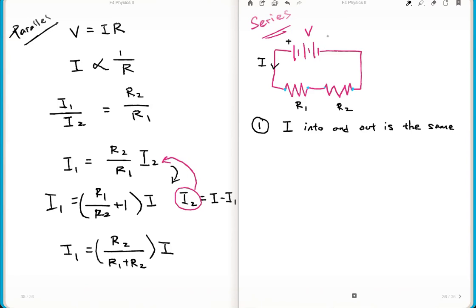So therefore, your V1 and V2 will not be the same anymore. How is that so? Which will be our second characteristic. In a series circuit, your V total, the potential over here, is equal to the sum V1 plus V2. Because it's all about the work done to bring a charge from one side to another.